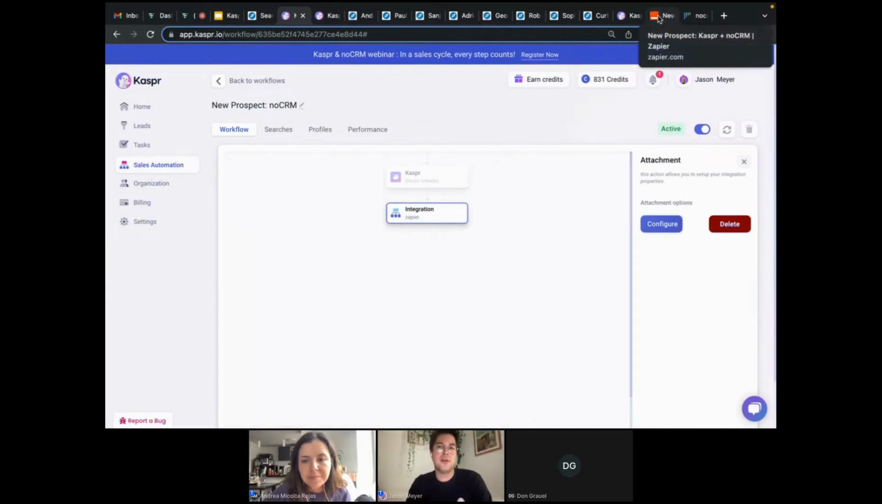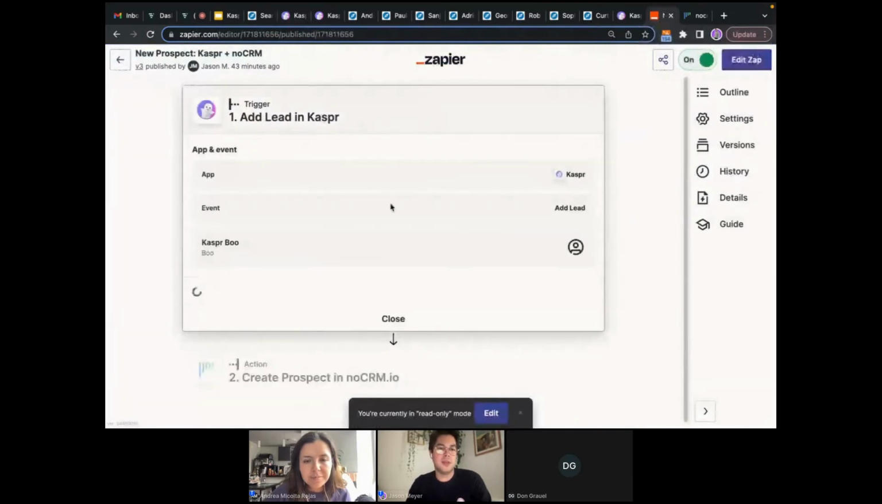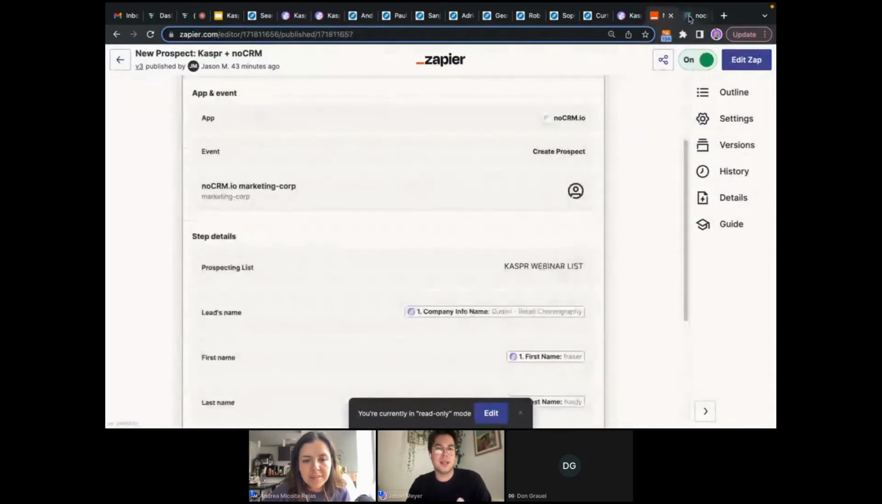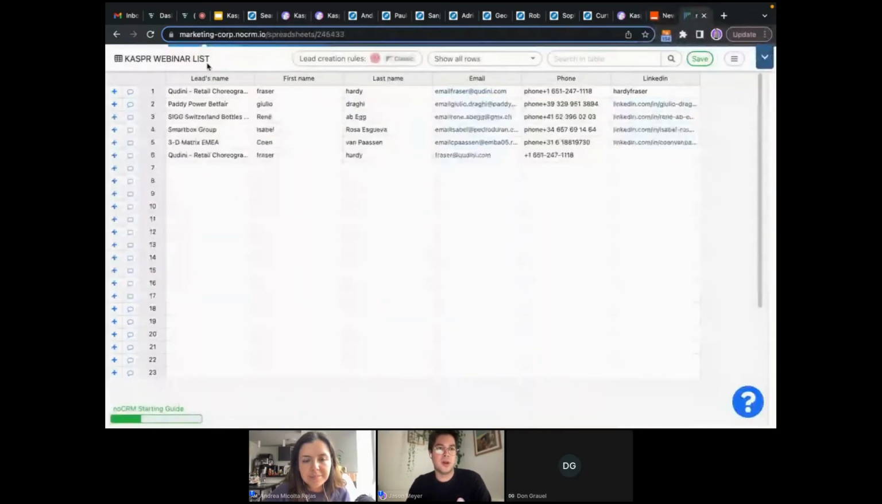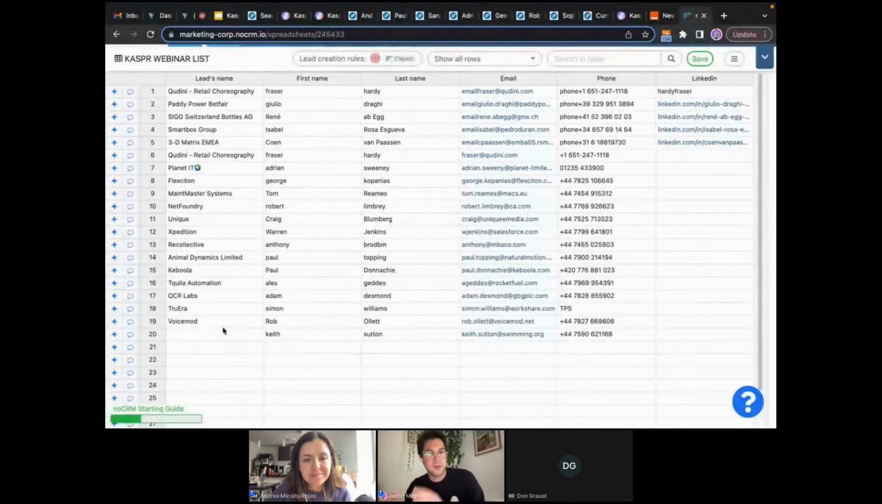It looks like this. If I open Zapier, this is how it is. I add a lead. This is the event that it creates, and then it will push all the data to noCRM. And this is how it will look on the list, on our prospecting list. So in this case, it flowed until this point because it's probably still doing the sourcing of contacts. In this case, we have sourced 20 until that moment.